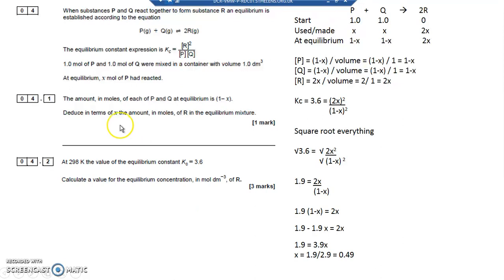So if X equals 0.49, deduce the concentration of R. R equals 2X, so R is 2 multiplied by 0.49, number of moles, divided by the volume. The volume is 1 decimeter cubed, so the number of moles, 2 times 0.49, divided by the volume gives the concentration of R, 0.98 mole per decimeter cubed.